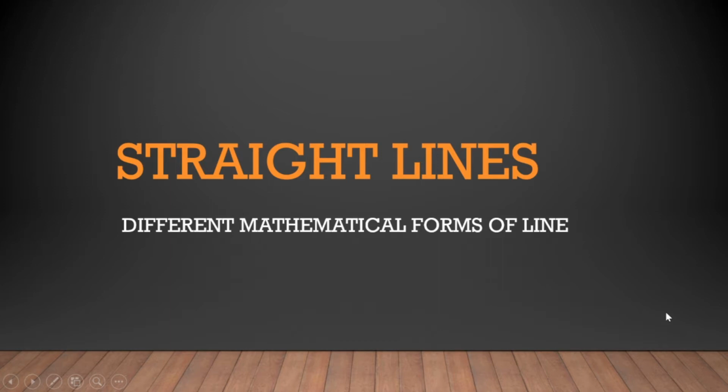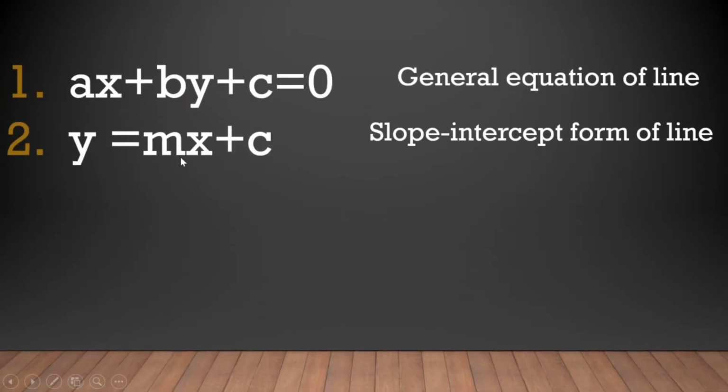Today we'll study different mathematical forms of a straight line in a two-dimensional plane. Here are two equations. The first equation is called the general equation of a linear equation in two variables. We studied this in class 9, where a, b, c are constants and x and y are the general coordinates of any point of a line. As every linear equation in two variables is actually an equation of a line, this is also called the general equation of a line.